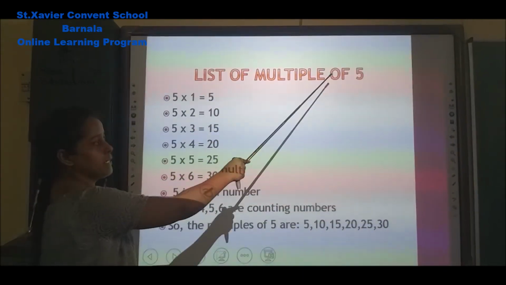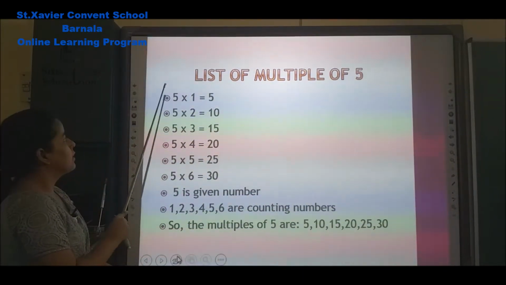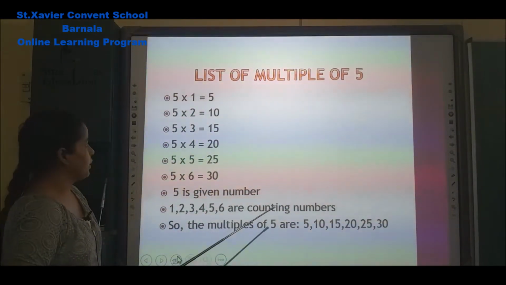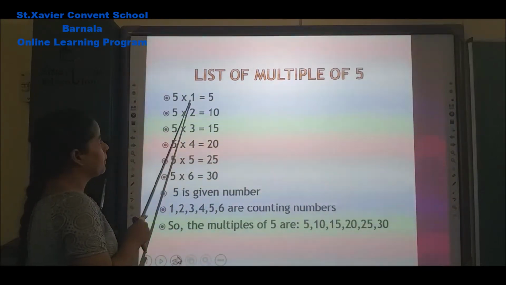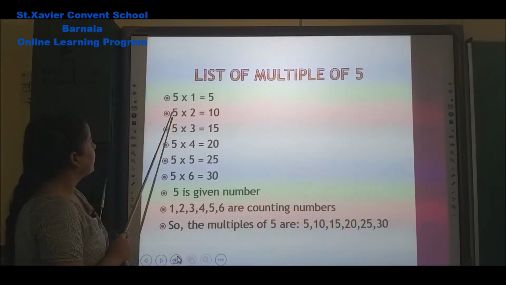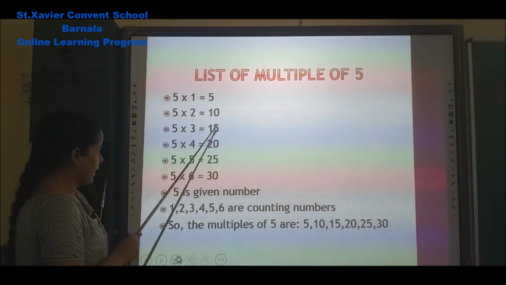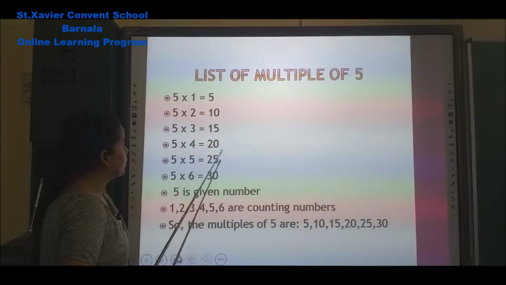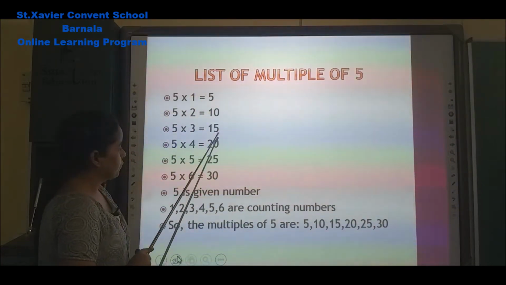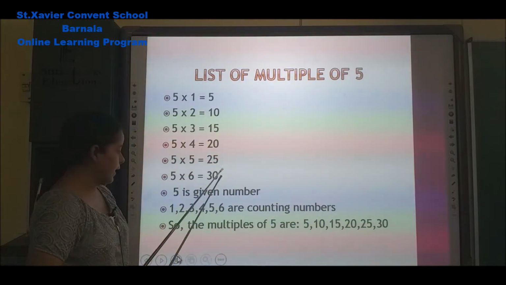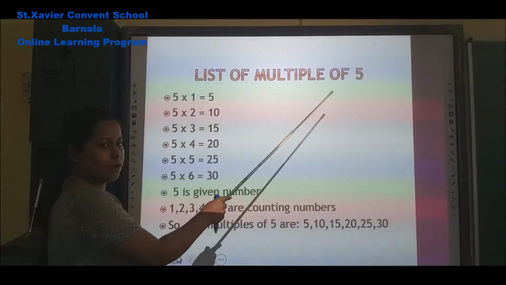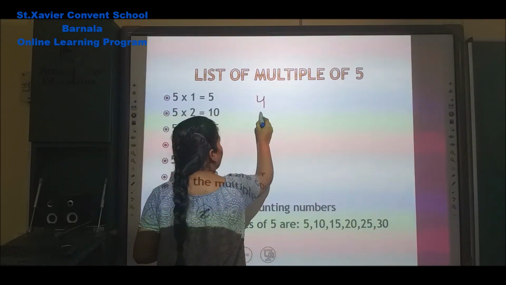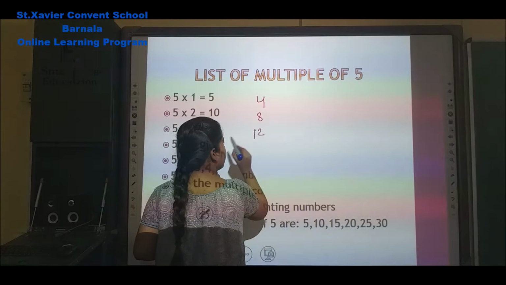Like this, the list of multiples of 5. 5 is the given number and 1, 2, 3, 4, 5, 6 are counting numbers. So 5 multiplied by 1 is equal to 5, 5 multiplied by 2 is equal to 10, 5 multiplied by 3 is equal to 15 and so on. So 5, 10, 15, 20, 25 and 30 all are multiples of 5. Like this, multiples of 4 are 8, 12, 16.